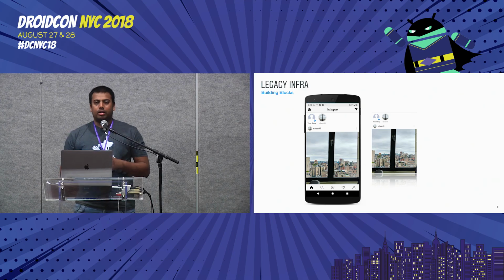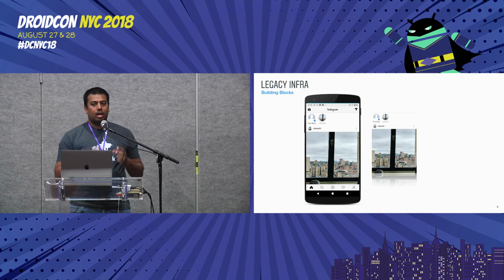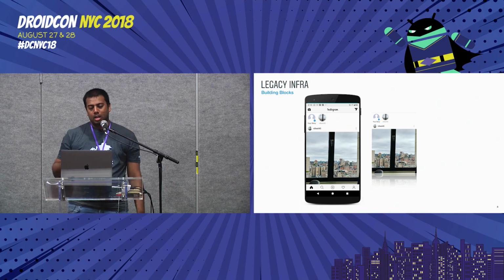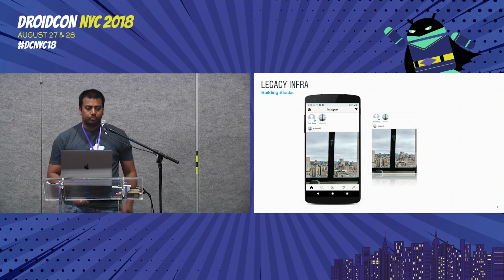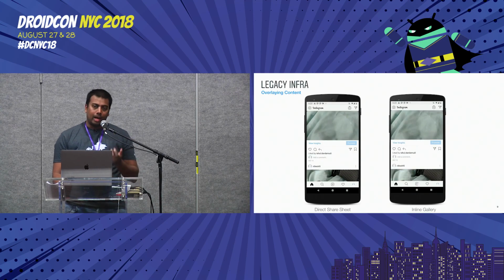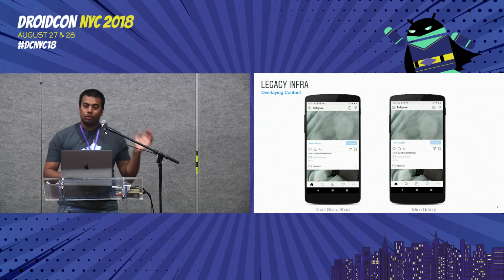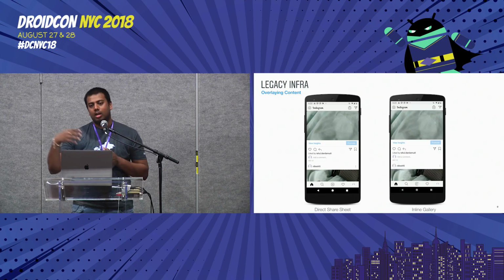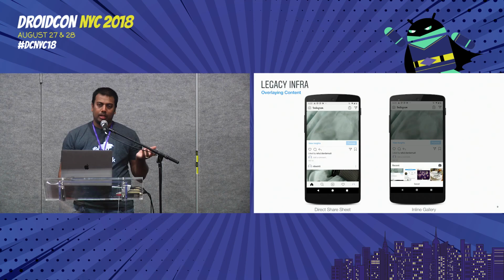As this started scaling, things started getting a bit complex, because till this point all of our content used to live in these tabs, in these individual activities. But then we had a requirement which required us to show content on top of the tabs. The first two requirements were the direct share sheet, which is to my left and is used by our users to share a feed unit. Whatever you see in your feed, if you want to send a message to your friend, you use that direct share sheet. And the other is the inline gallery.